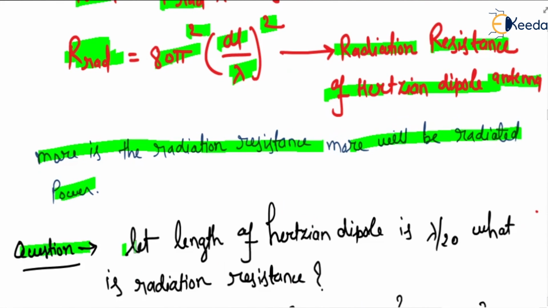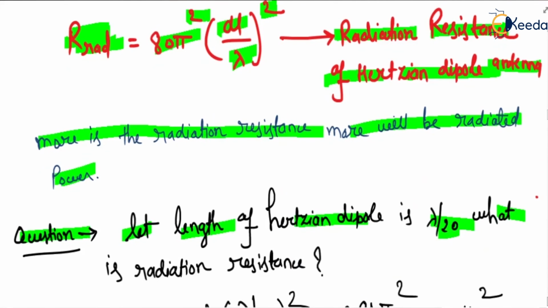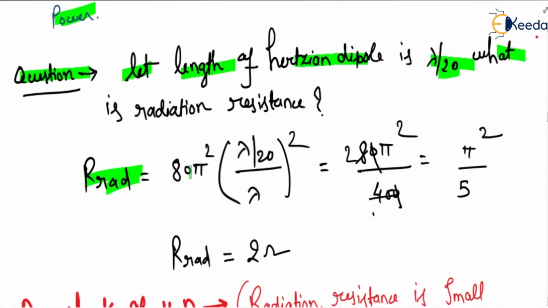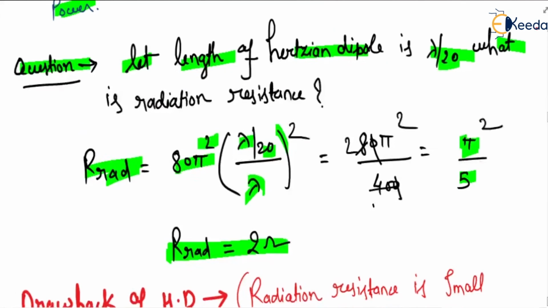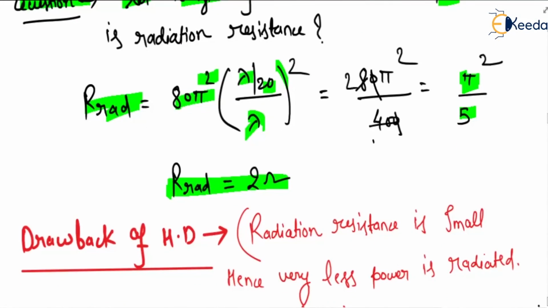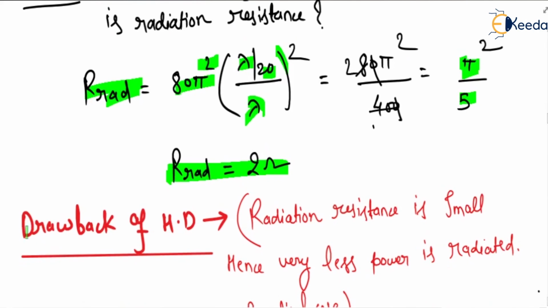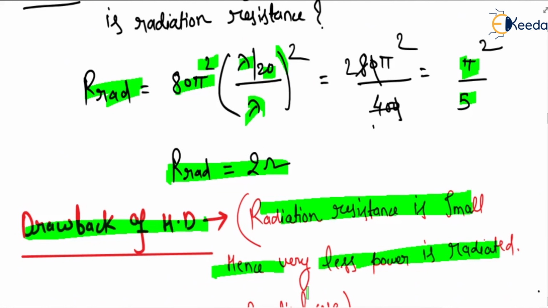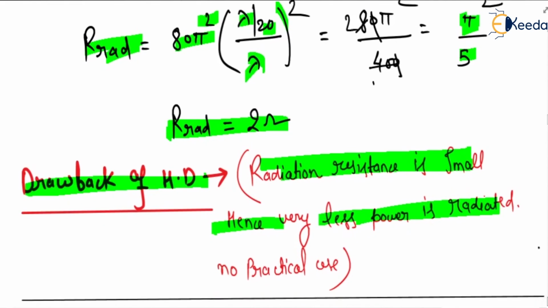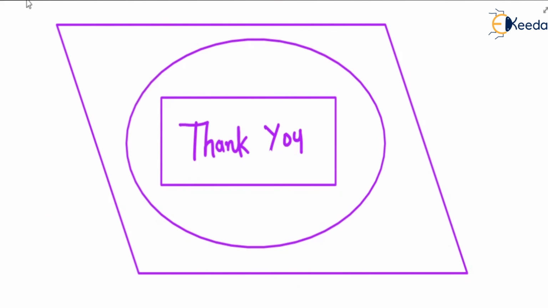Suppose we solve a simple question. Let the length of the Hertzian dipole be lambda by 20. Then what is the radiation resistance? So radiation resistance is 80 pi square dl, which is lambda by 20, by lambda whole square, and this answer is pi square by 5. So radiation resistance is 2 ohm. And this is also the drawback of the Hertzian dipole, that radiation resistance is very small, hence very little power is radiated by the Hertzian dipole, hence there is no practical use. Thank you for watching the video.